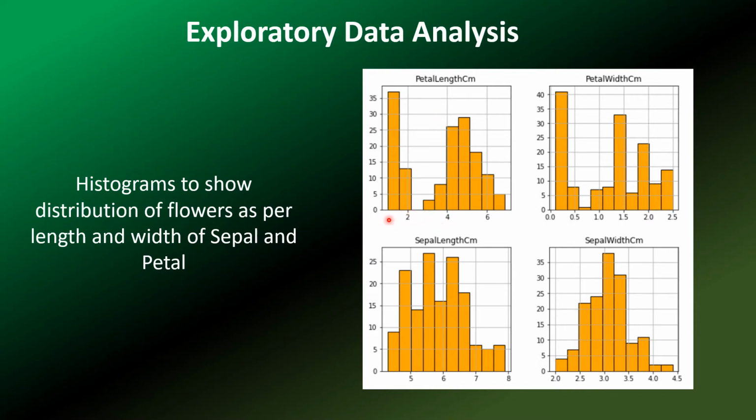For this length, we have almost 37 to 38 flowers. Then for the second length, we have almost 13 to 14 flowers. In this way, it shows how the 150 flowers are distributed as per the lengths of the petal, then the petal width, sepal length, and sepal width.